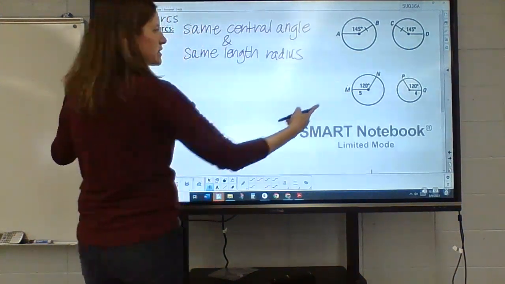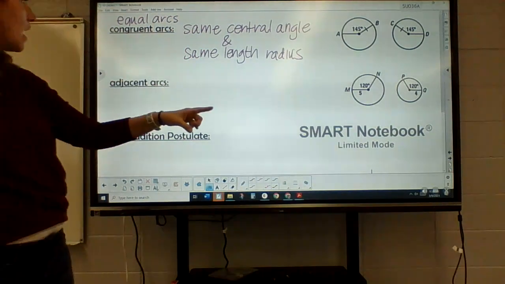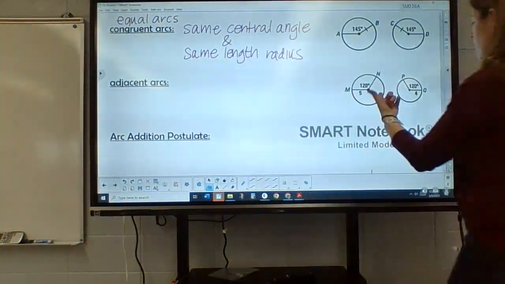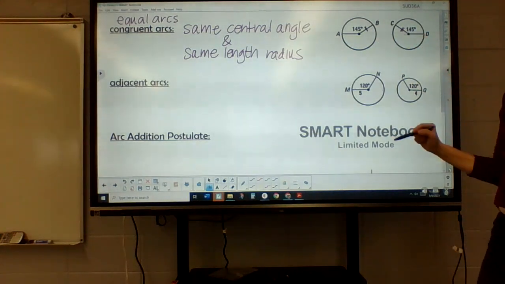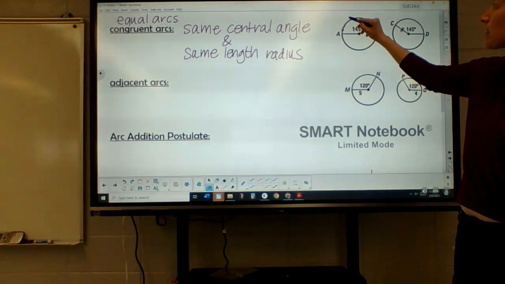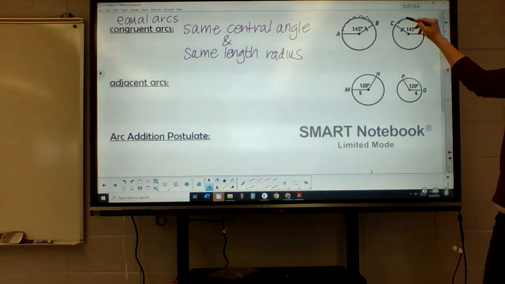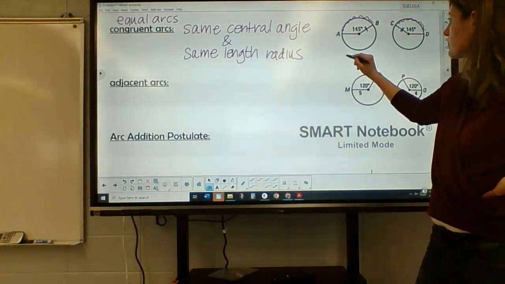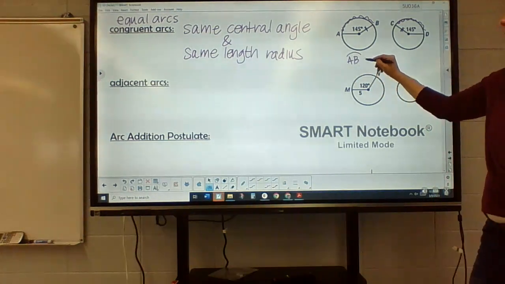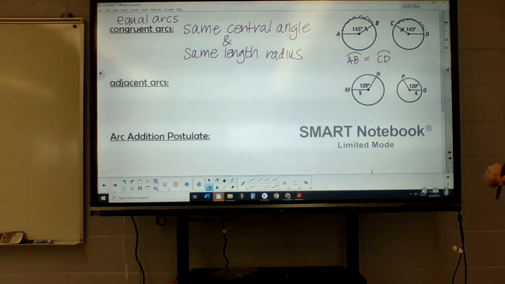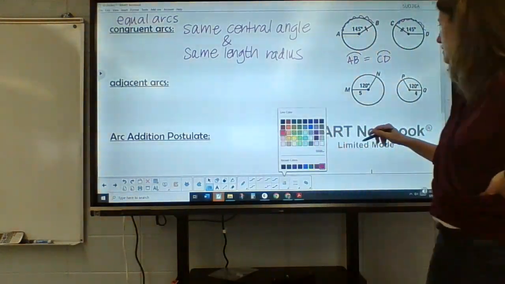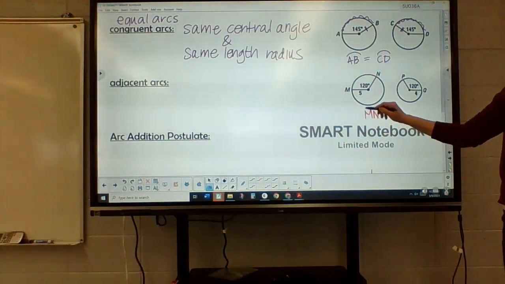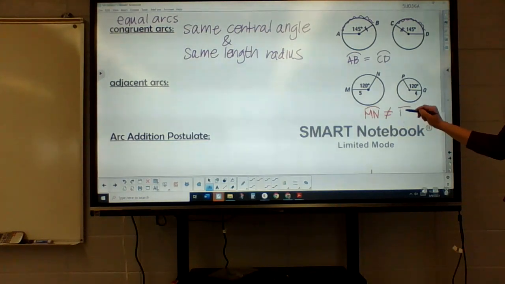Oh, I guess I have a good example of not congruent arcs there. I didn't notice that was there. So these ones, they have the same length radius, they have that marked, and then they have that same central angle. So in this case, AB would equal CD. Whereas this one is not congruent because 5 doesn't equal 4. So we would say in this case, MN does not equal PQ.